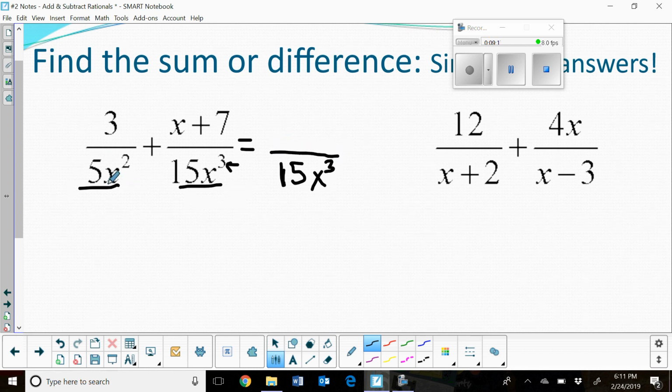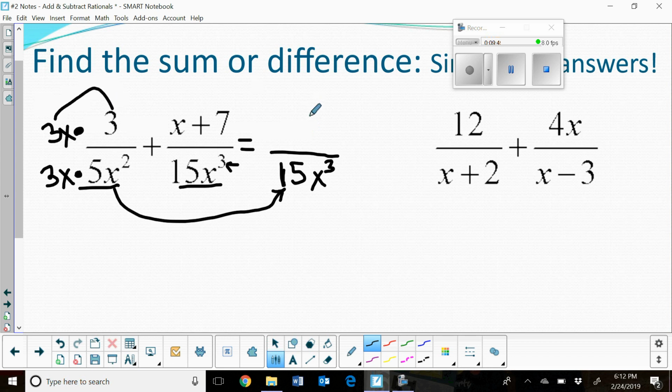Well, I need to go back and look at the 5x squared. What do I need to multiply 5x squared by to get 15x cubed? I need to multiply that by a 3x, because that would then give me 15x cubed. Now, if I multiply the bottom of a fraction by some common factor, I have to multiply the top by the same factor. So I've got to multiply the top, or the numerator, by 3x. So 3x times 3, that's going to give me 9x.